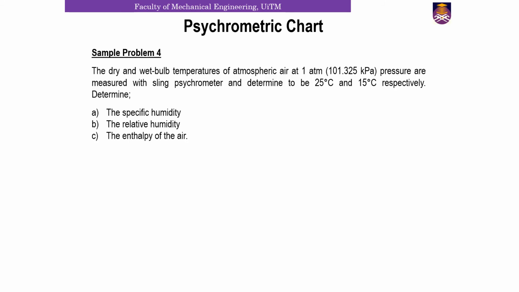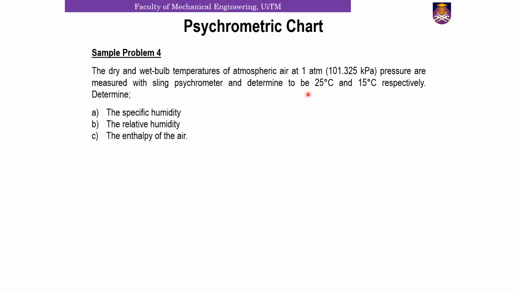So now let's look at this question here on how to use the psychrometric chart. We will learn how to use the chart based on this question. So you have dry and wet bulb temperature of atmospheric air at 1 atm. This is very important. The moment they say 1 atm or 101.325 kilopascal, you know automatically you can use the psychrometric chart. The temperatures are measured with a sling psychrometer and determined to be 25 degrees C and 15 degrees C respectively. So you have dry bulb temperature 25, wet bulb temperature 15. These are the two parameters given.